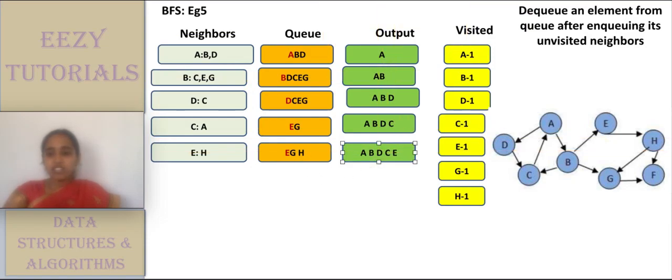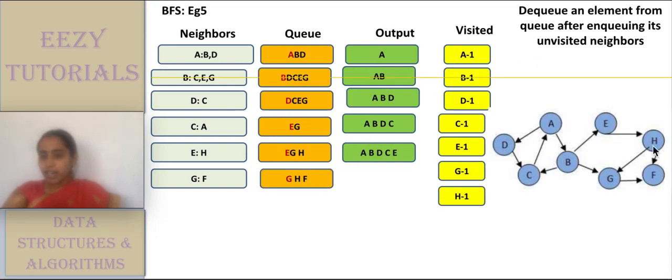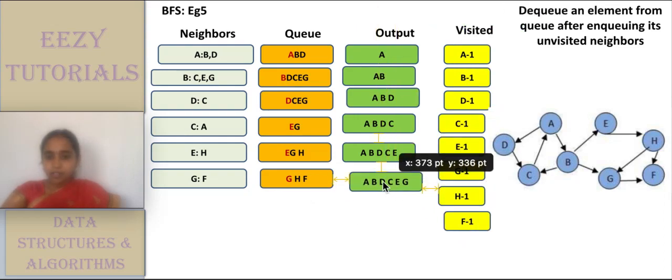Now I have G. The neighbor for G is F. F also I have not visited. I am enqueuing F into the queue at the end, at the rear part, and I am making the status of F as 1. Now I can dequeue G. So already I have A, B, D, C, E, and I have dequeued G. The next front element is H.